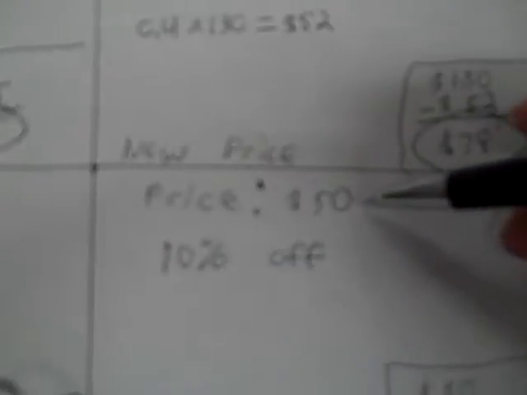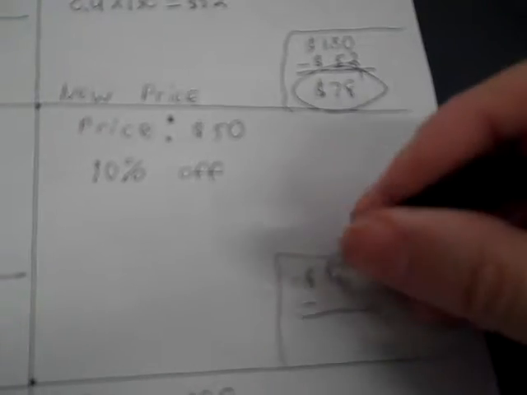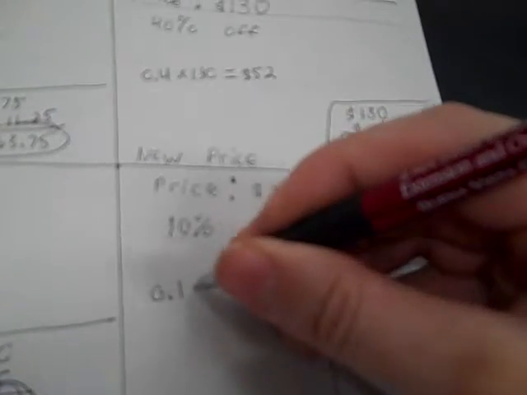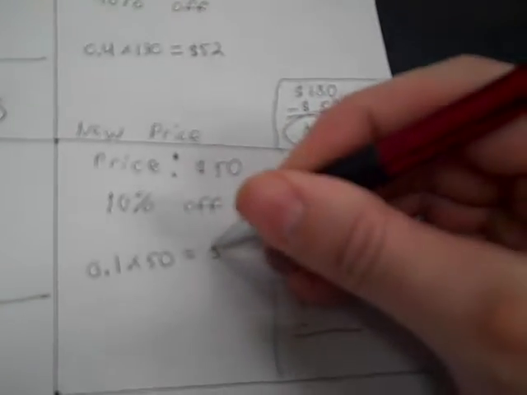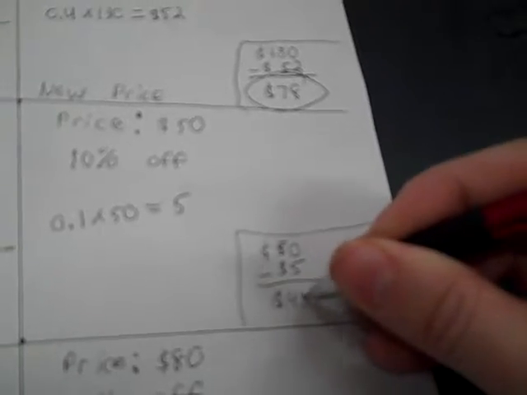Okay, price of something is $50, 10% off. I'm sorry, you can't read it, it's a 50. To find out how much money I can subtract, I need to divide my percent by 100, and 0.1 is what I see. Then I'm going to multiply that by the price, and that's going to find out how much money I can take off. So 0.1 times 50 is 5. I'm going to subtract $5. 50 minus 5 is 45.